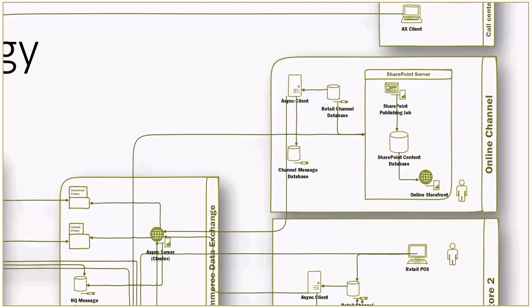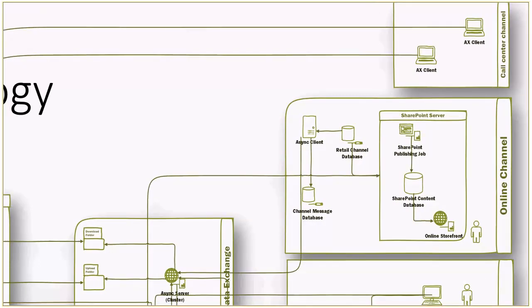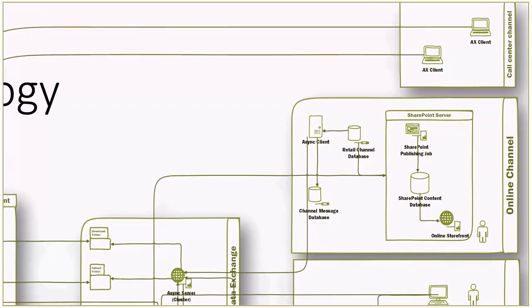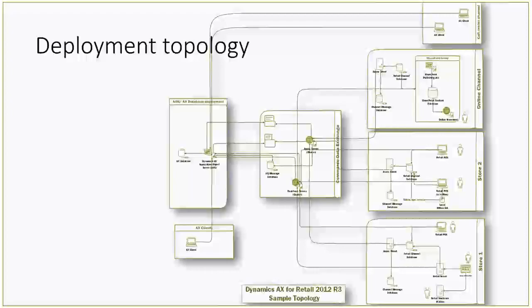And with that, we looked at a very high-level overview of a sample deployment of all the retail components. There is one other channel that we've introduced as part of R3, your call center channel. That can simply be accessed through any AX client that you can install through setup and select the specific menu item for AX client. There is no additional setup or installation requirement for that channel. So let me zoom out and give you another high-level overview.